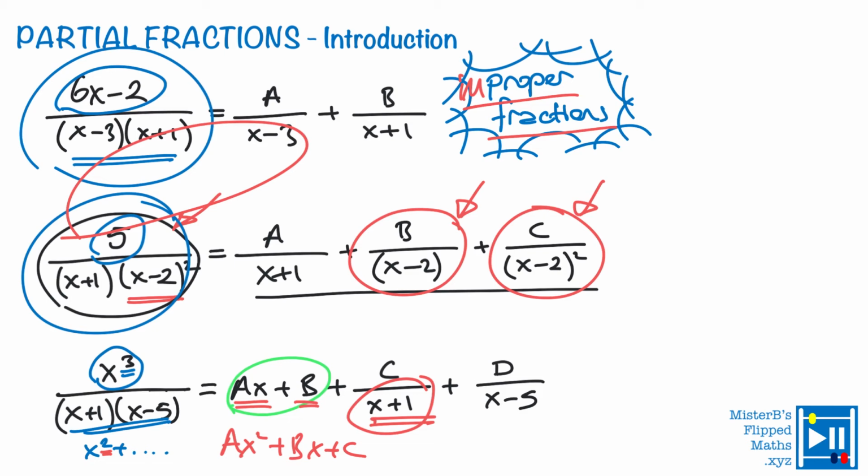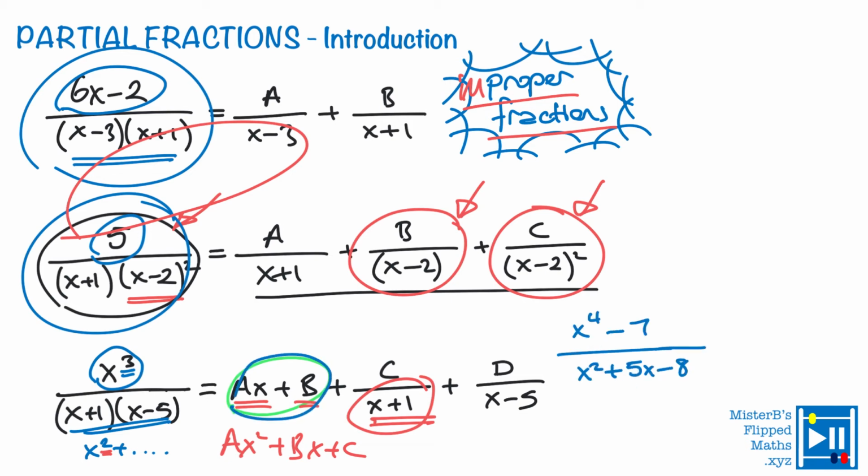Hence, if you consider this as simple as x cubed over x squared, you will see that you're going to end up with x, which is a first degree expression because the power is 1. That is why we have to write ax plus b.